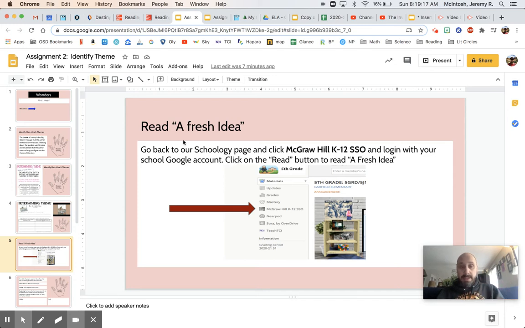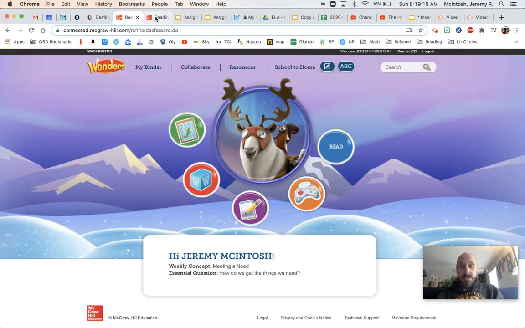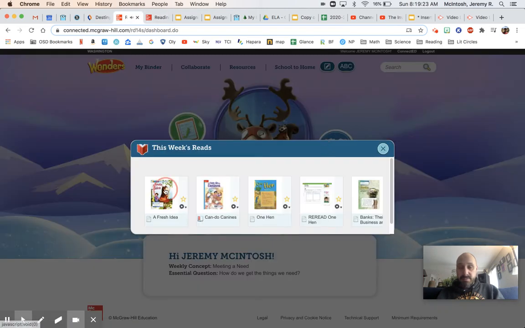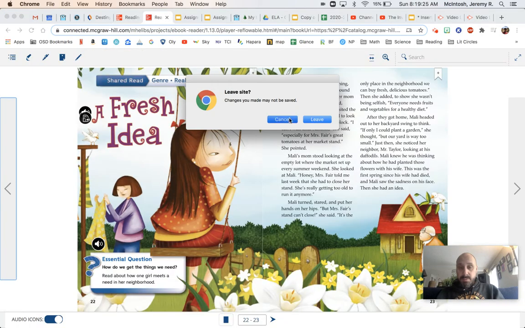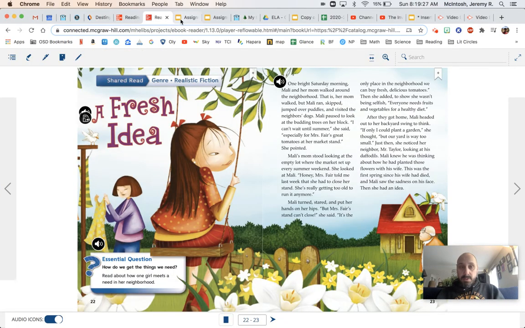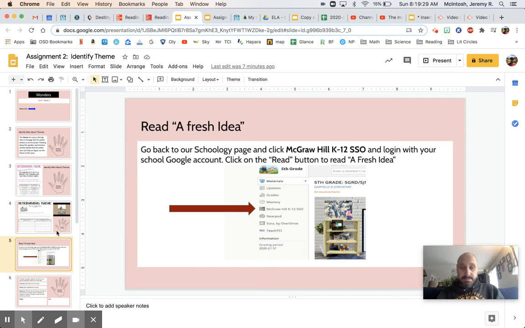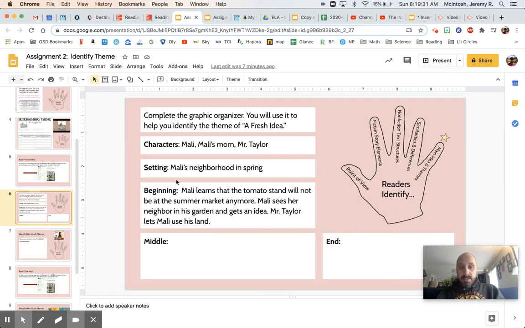We reread. And remember how we get into A Fresh Idea. Click our read button, and it's the first one here. Whoops, so I'm already there. So go back into A Fresh Idea, and we're going to start building theme from this story. So it says complete the graphic organizer. You will use it to help you identify the theme of A Fresh Idea.